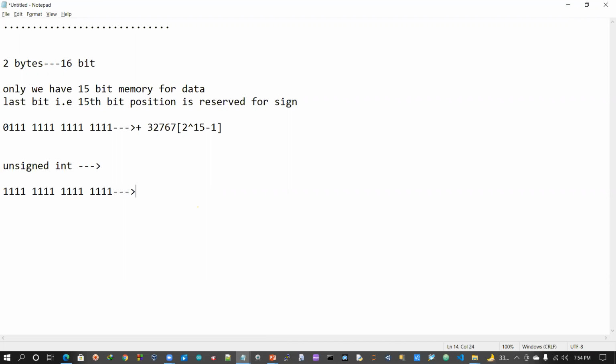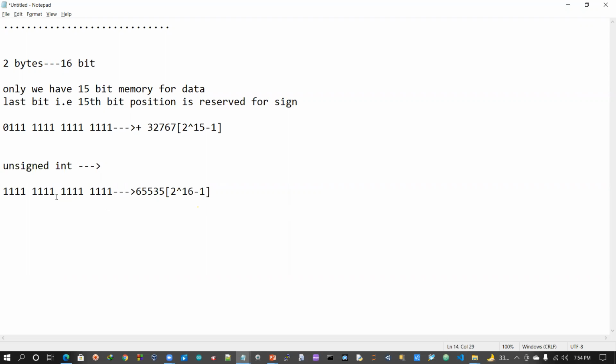When you calculate this one, can you calculate like this? 2 power 16 minus 1. Yes or no? If you calculate this, you will get 65,535. Yes.